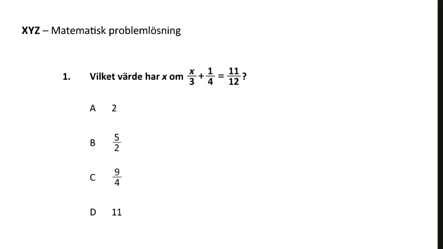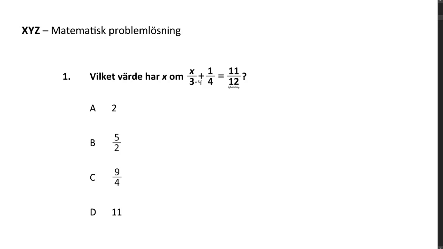Which value has x if x over 3 plus 1 over 4 equals 11 over 12? When we're adding fractions, the key is to know that we need to make the denominators the same. The denominator is "nämnaren" in Swedish, so we need the bottom numbers to become the same. When we look at this 3 and this 4, and we see this 12 here, it's easy to make all those numbers 12. If I multiply this by 4, this number will become 12.